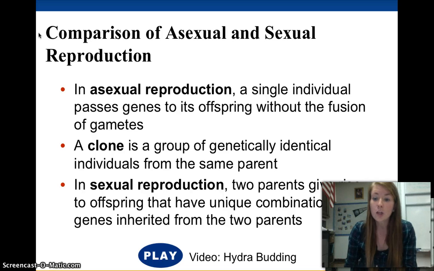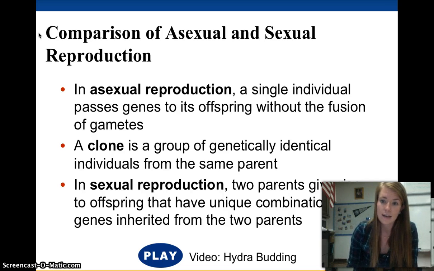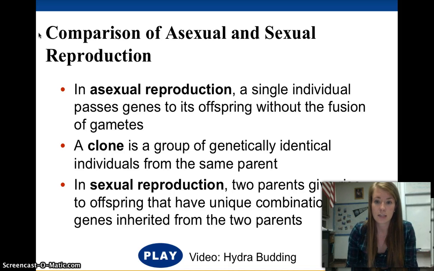You will be a clone of your parent because you have its exact same DNA. There's no mixture of two parents' DNA. This is different than sexual reproduction, which is when there is mixing of gametes. So they come from two parents and their chromosomes are mixed, which is why there is variation. So there's no variation in asexual reproduction, but there is variation in sexual reproduction.